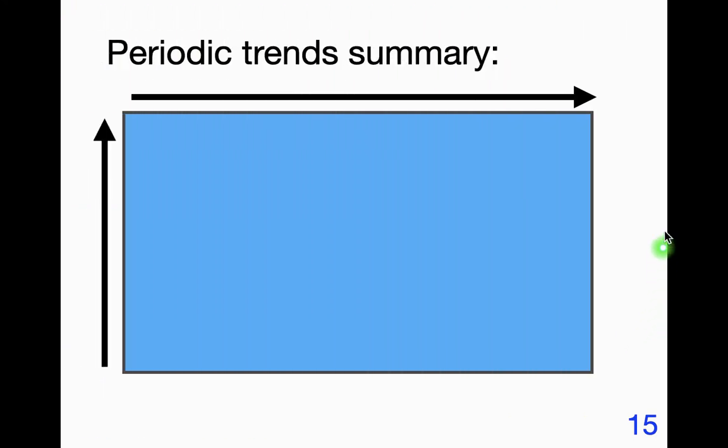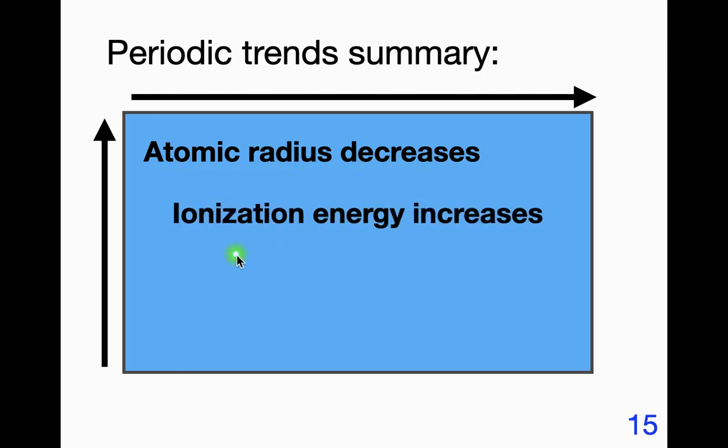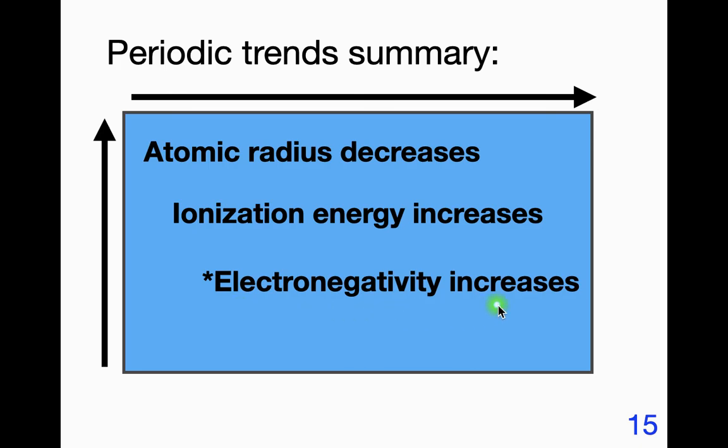Okay, now let's summarize the trends that we've looked at. As we move across a period and as we go up a family, atomic radius decreases, and ionization energy and electronegativity increase. Remember that ionization energy and electronegativity are inversely proportional to atomic radius. So if the atomic radius gets larger, then they get smaller. If the atomic radius gets smaller, then they get larger.